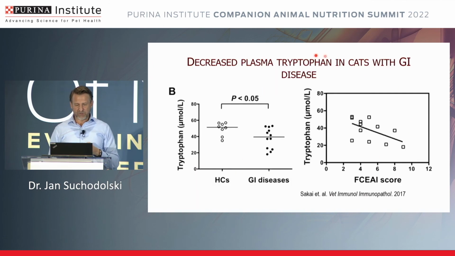There are data in veterinary medicine. There's a study from Japan in 2017. They show that tryptophan is decreased in plasma in GI disease, and they also showed a correlation with the severity of GI disease. The plasma concentration of tryptophan correlated pretty well with severity. So the less tryptophan you had, the more severe the clinical activity was in those cats.